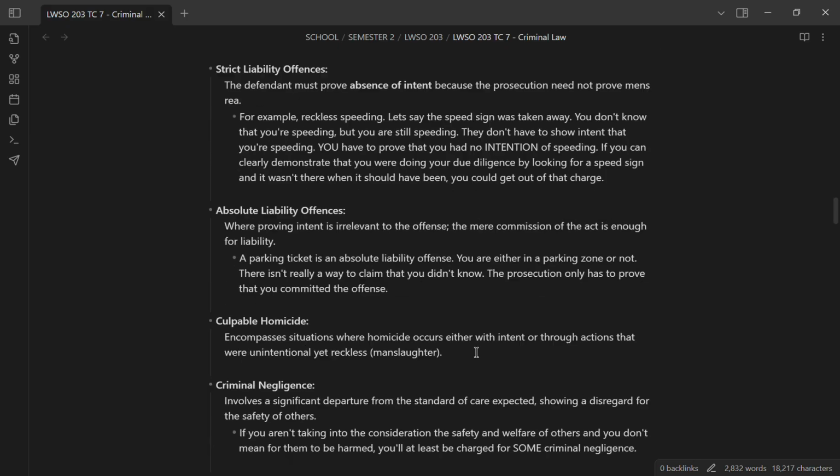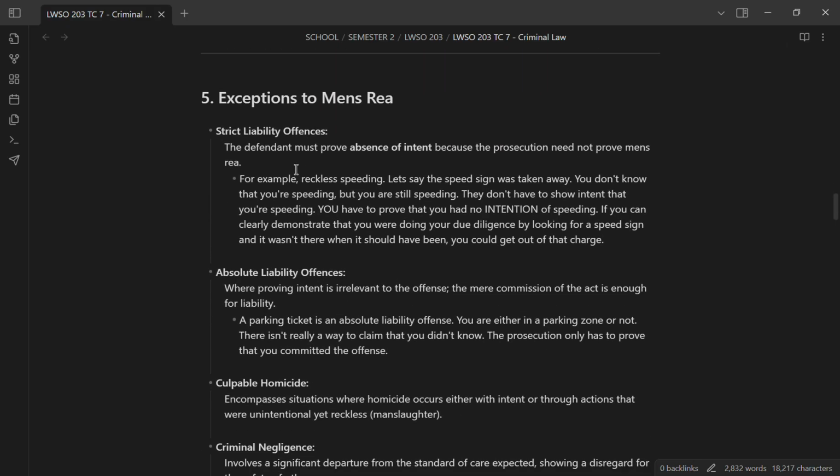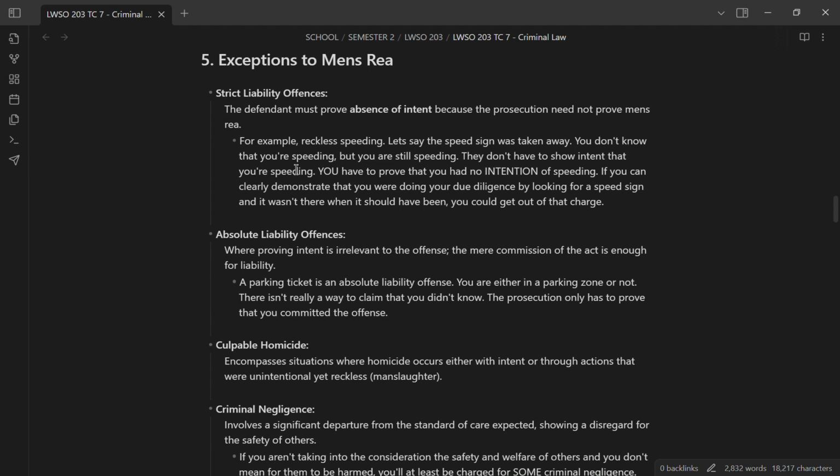We'll go through a handful of these. We're looking at 4, most importantly, for these exceptions to mens rea. Strict liability offenses, that's an exception to mens rea. In this case, the defendant must prove the absence of mens rea, because the prosecution does not need to prove mens rea. That's what makes it an exception.